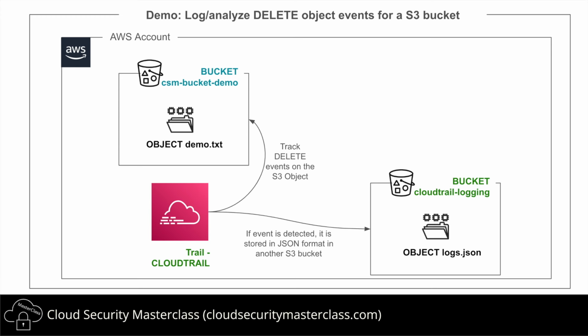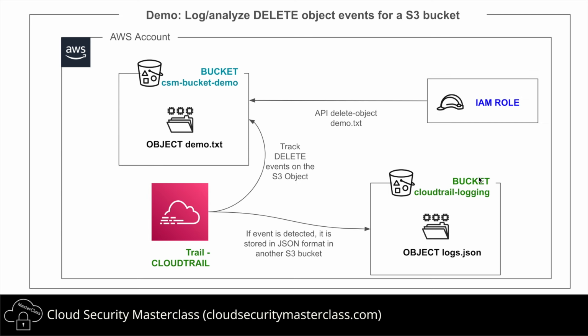We will configure the trail to store the logs of any events that it detects in a separate AWS bucket called the CloudTrail logging bucket. So any delete object API event that is triggered on the CSM bucket demo would be detected and logged by the CloudTrail, and logs for that event would be stored in the CloudTrail logging bucket. We will then trigger this event from an IAM role by deleting the demo.txt object from the S3 bucket. Finally, we will see and analyze the logs generated by CloudTrail.